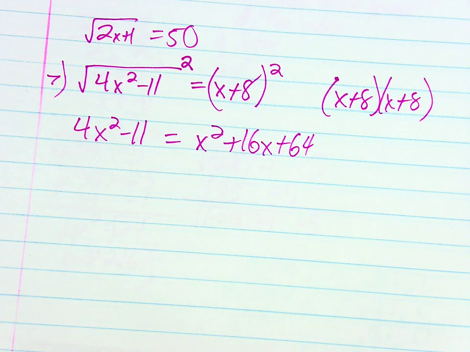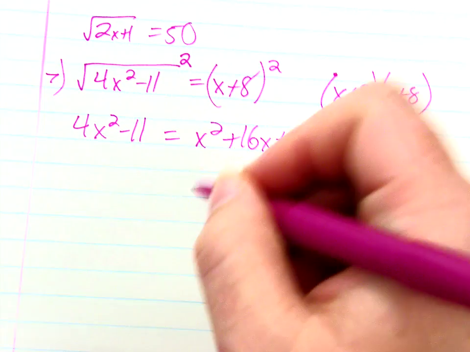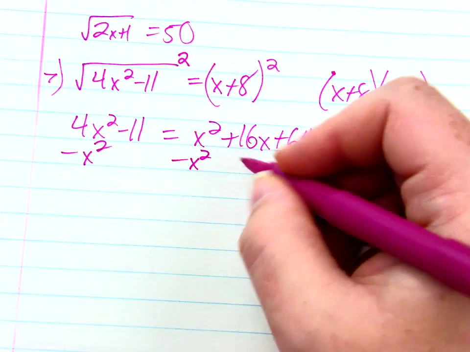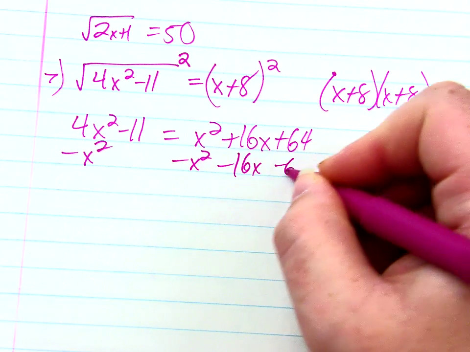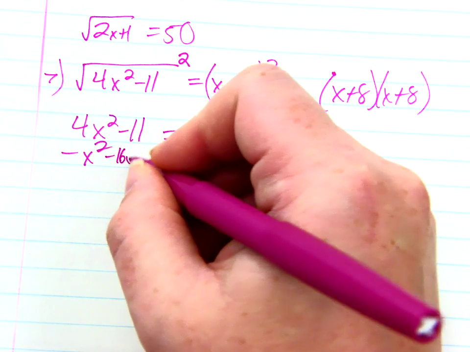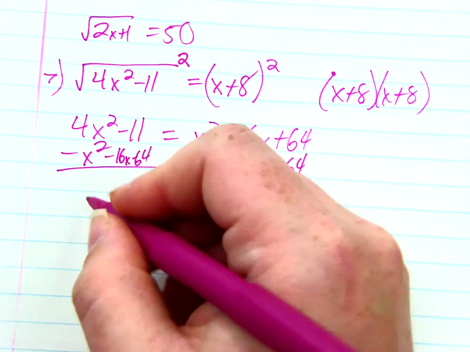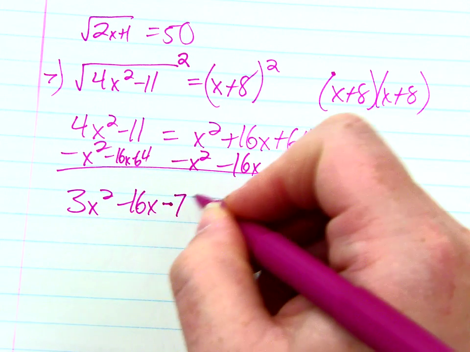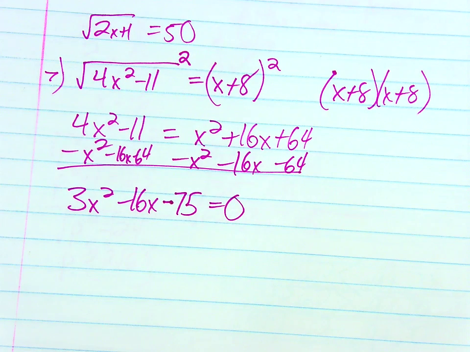Where do you go from here now? Now, yeah, I have a quadratic. I just have to solve this thing. So let's get our x squareds together. I'll subtract this whole thing to the other side. Minus 16x minus 64. So I really end up with 3x squared minus 16x minus 75. Double check me. Is that right?